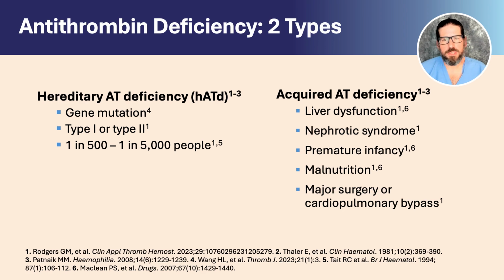Acquired antithrombin deficiency can occur secondary to conditions such as liver dysfunction and nephrotic syndrome, or due to depletion of antithrombin secondary to heparin use during major surgery or cardiopulmonary bypass.